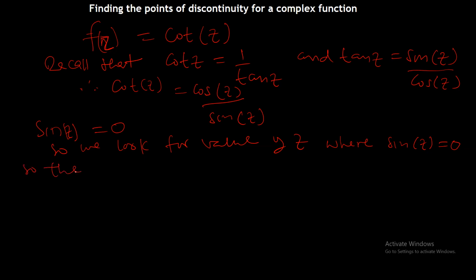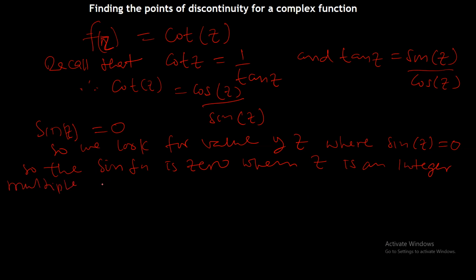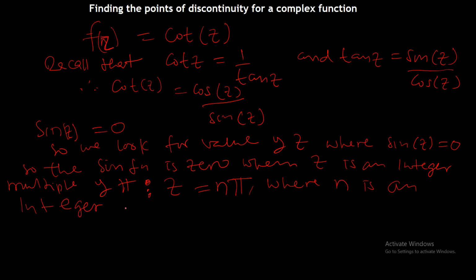So the sine function is 0 when z is an integer multiple of pi. For example, our z is equal to n pi, where our n is an integer.